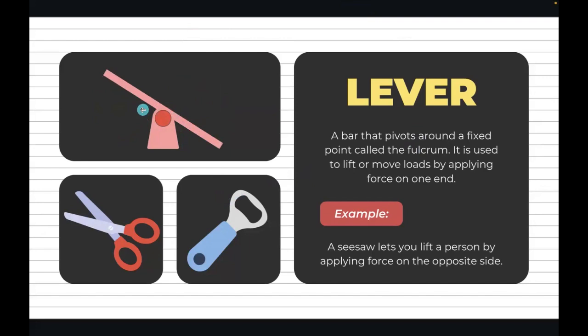And this isn't just with a seesaw, think of scissors. They have this common pivot point where when you're pushing down on one of the handles, the razor goes up, and that way you can easily cut something, right? Or think of a bottle opener. You're pushing down on one end, and the rim of the bottle is getting pushed up by the bottle opener, making you able to open that bottle easier, right? So that's what a lever is.